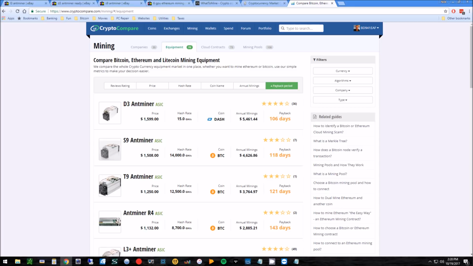Today I want to talk about the D3 miner, the L3 miner, the S9 miner versus a 6 GPU rig. Which is the most profitable right now to mine? Then the question becomes, which one should you buy right now? Where should you buy it? And if you're going to buy it, what kind of coin do you want to mine? Do you want to mine Litecoin, Bitcoin, Dash?